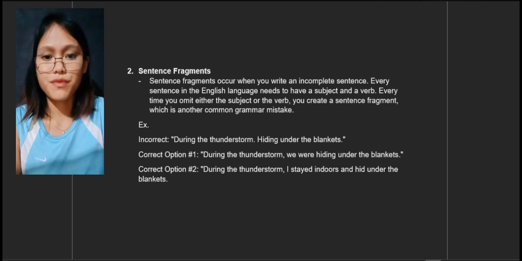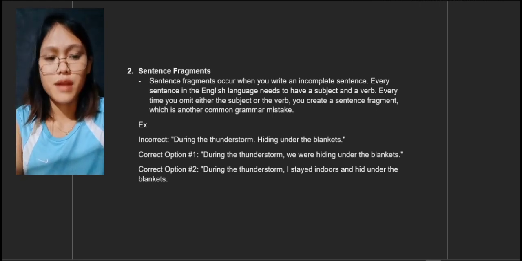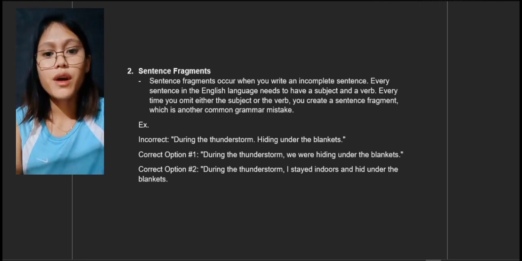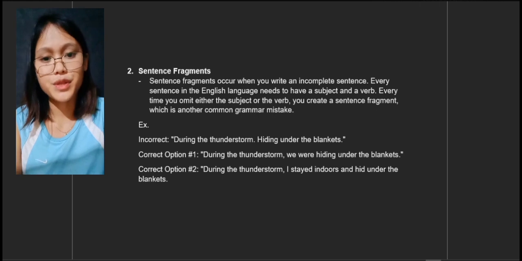Correct option number one for this is: During the thunderstorm, comma, we were hiding under the blankets. Correct option number two is: During the thunderstorm, comma, I stayed indoors and hid under my blankets. So we are using a helping verb for this in order to complete the thought and not separate it individually.